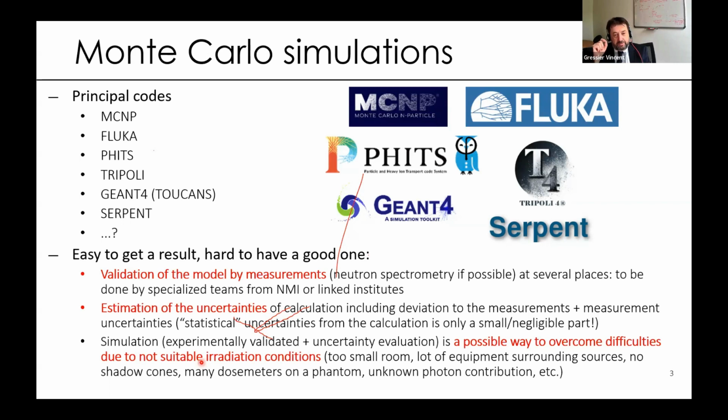And a simulation which is experimentally validated, with a good uncertainty evaluation, is, to my knowledge, the only possible way to overcome difficulties if you are not in suitable irradiation conditions. You have a too small room, you have a lot of equipment surrounding the sources, you have no shadow cones, you have many dosimeters placed on a phantom, you have an unknown photon contribution, etc. So that's something to be considered.